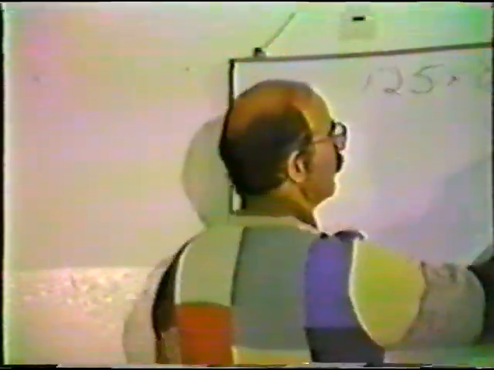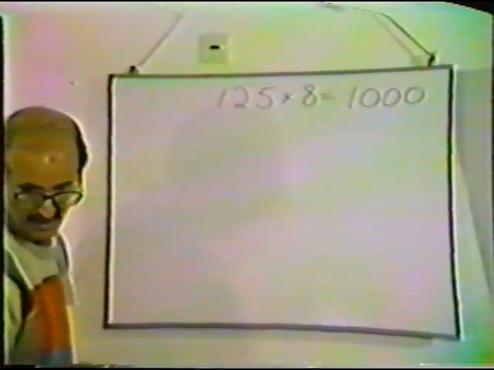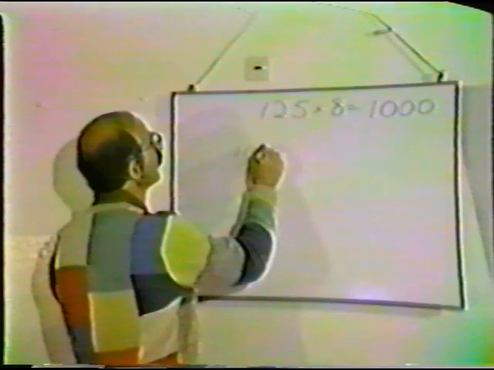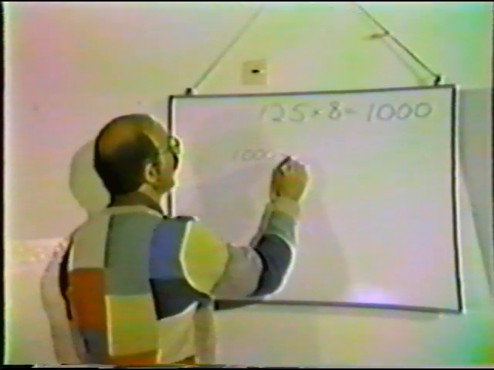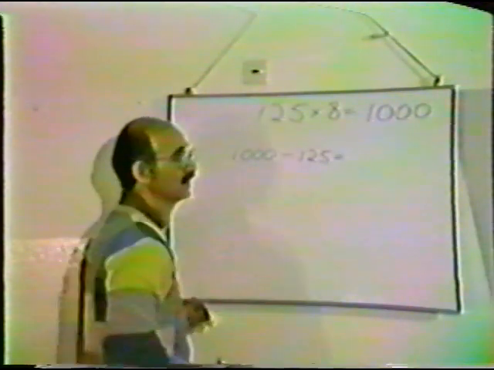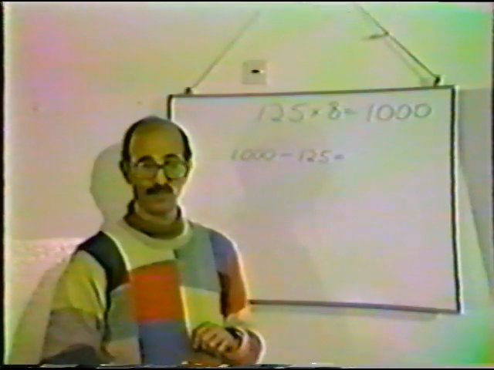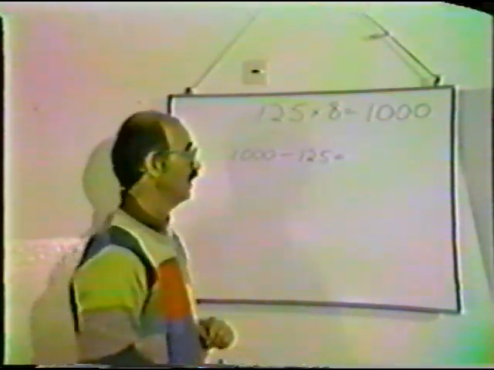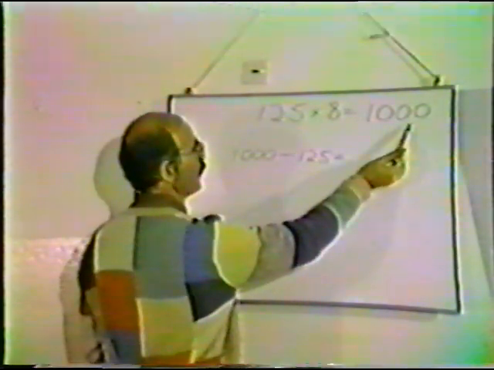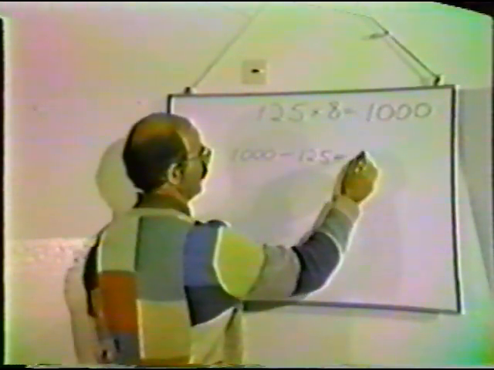125 times 8 equals 1,000. It would be very good for you to memorize that. Then, if I ask you 1,000 divided by 125, you should immediately know what to tell me. What would be the answer? 8. Of course. If 125 times 8 equals 1,000, there are 8 125s in 1,000.